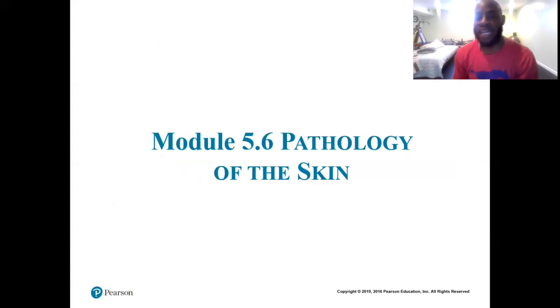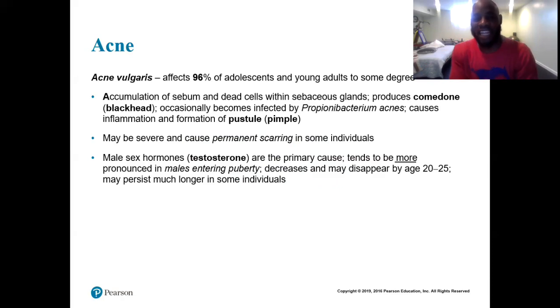All right, we're going to go right into pathology of the skin. We already mentioned acne. 96% of adolescents experience acne. Accumulation of sebum, which we just talked about, and dead cells within sebaceous glands produces what we call a blackhead. That's basically acne. It can become severe and cause scarring. The primary cause of acne is increased testosterone, causing more sebum to be released.